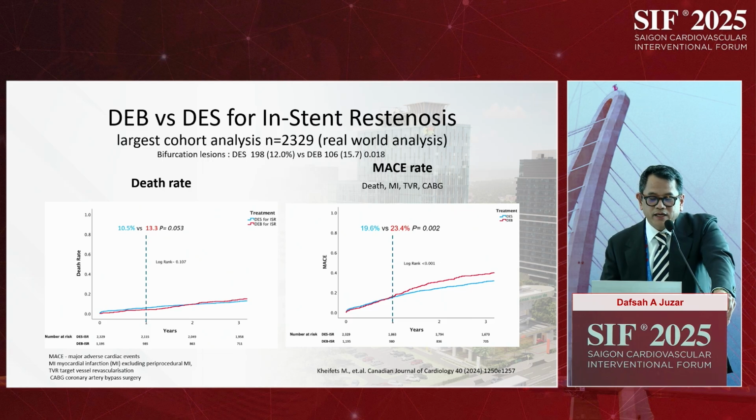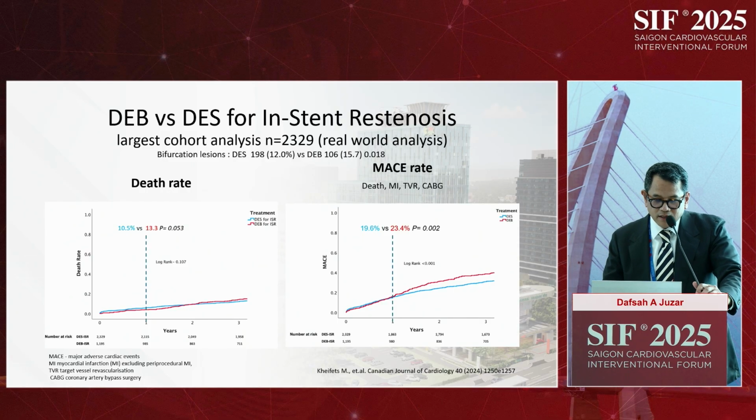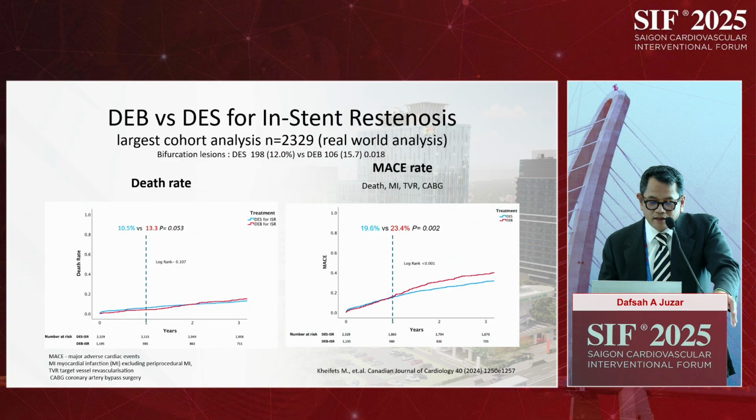If we look at DCB versus DES in in-stent restenosis in a large cohort analysis, the bifurcation lesion population is about 12% for DES and 15.7% for DCB. So it's a very small number that actually involves bifurcation. But here you can see that the MACE at 1 year is actually greater in balloon. And as it goes on, it shows that DES is better for in-stent stenosis.